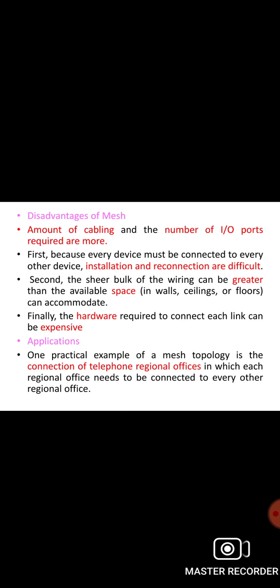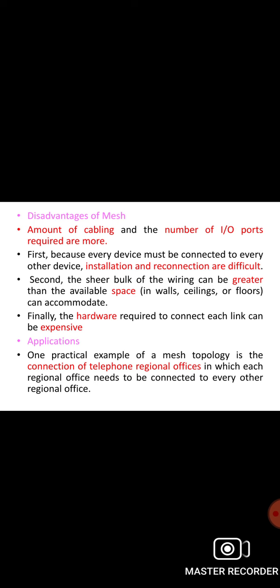And now the main disadvantages of the mesh are related to the amount of cabling and the number of I/O ports required. First, because every device must be connected to every other device, installation and reconnection are difficult. And second, the sheer bulk of the wiring can be greater than the available space in walls, ceilings, or floors can accommodate. Finally, the hardware required to connect each link, I/O ports and cable, can be prohibitively expensive.